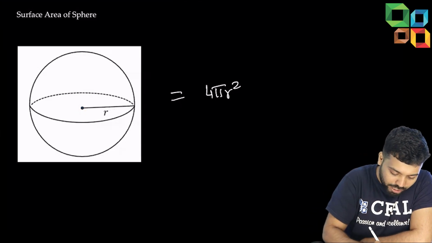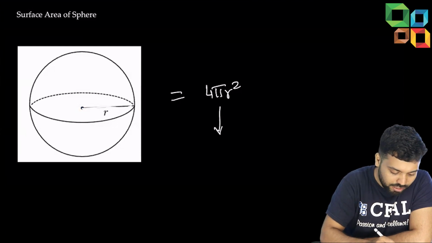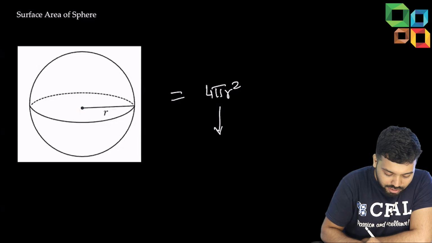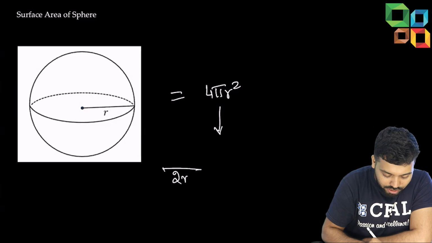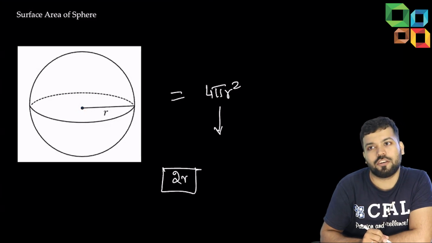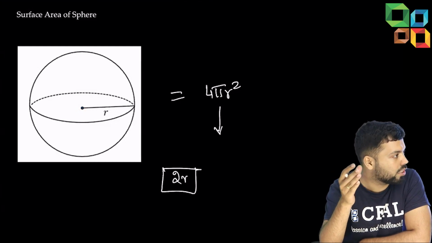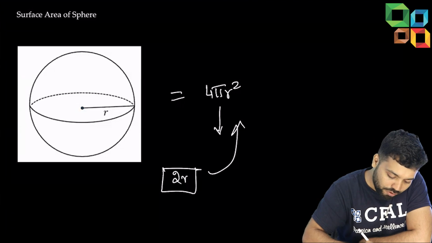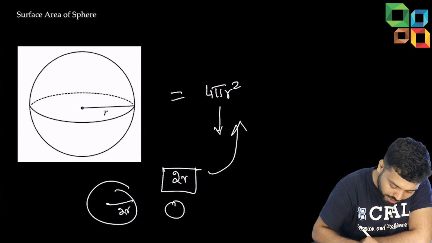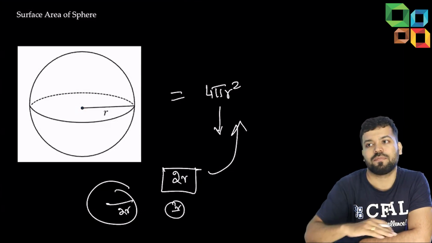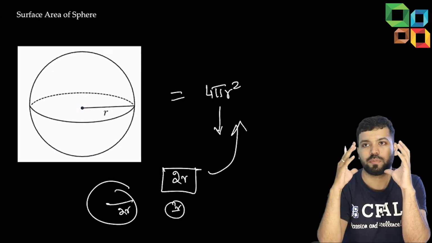One thing that you might have to observe is surface area of a sphere with radius r is same as surface area of a plane circle with radius 2r. Correct? Surface area of a plane circle. If radius is 2r, surface area is pi r square, which is pi into 2r square, which is 4 pi r square. So if you have a circle with radius 2r and if you have a sphere with radius r, their surface areas will be same. Okay, in one case it is just a flat circle with radius 2r, and in other case it's a sphere.